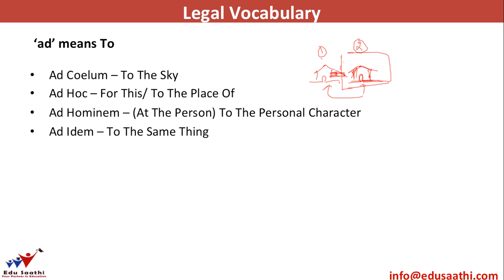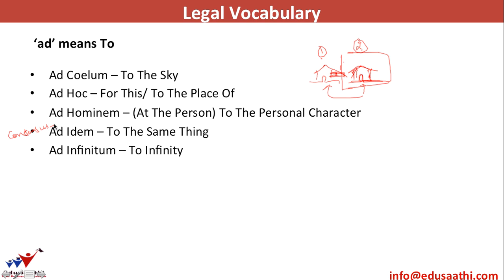We have ad idem, which is to the same thing. That is, everybody agrees on something very simple and plain, or there's a unanimous decision. Generally, it is used with consensus, and the entire phrase is consensus ad idem. Consensus ad idem means everybody has passed a unanimous decision on any problem or any situation, right?